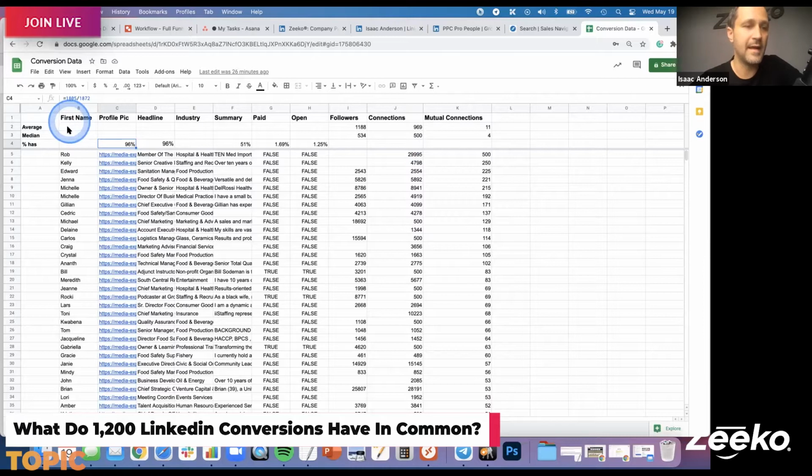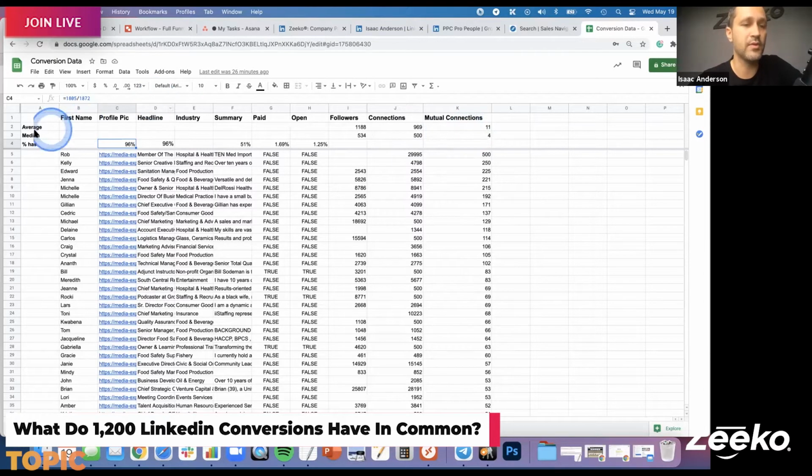We've got the name. I cleaned it up to make it anonymous, just so you know it's a real person. Their profile pic, headline, if it exists, industry, if that matters, summary, if it's a paid account or not, if it's an open profile, which means you can message them and they have to have paid or not, follower count, connection count. And yes, I realize that this is going to break down because you can't get this number from everyone. And then mutual connections.